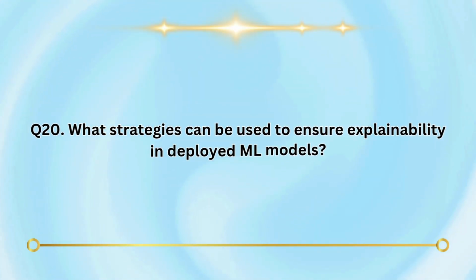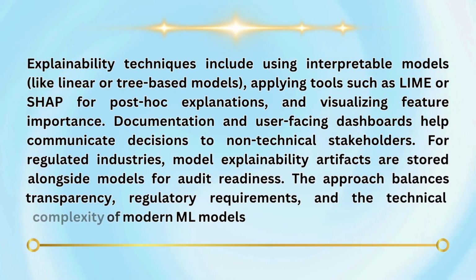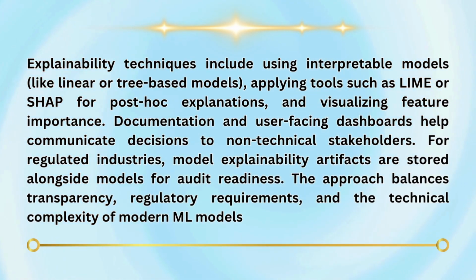What strategies can be used to ensure explainability in deployed ML models? Explainability techniques include using interpretable models, like linear or tree-based models, applying tools such as LIME or SHAP for post-hoc explanations, and visualizing feature importance. Documentation and user-facing dashboards help communicate decisions to non-technical stakeholders. For regulated industries, model explainability artifacts are stored alongside models for audit readiness. The approach balances transparency, regulatory requirements, and the technical complexity of modern ML models.